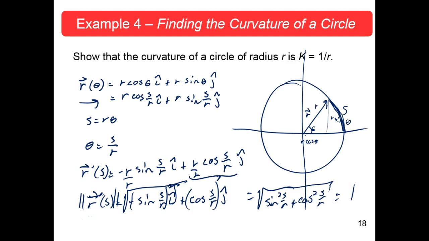So this must be the arc length parameter, because it's the only way you'll get a magnitude of r prime equal to 1. Now, is that where we wanted to go? That wasn't what we were trying to show, was it? Sorry. Yes, well, they showed that too.